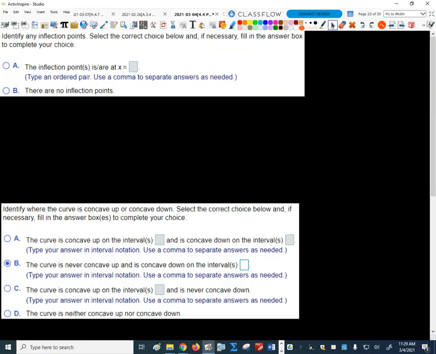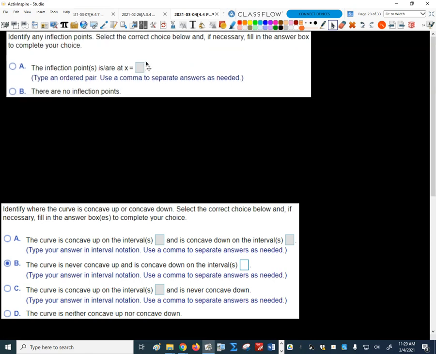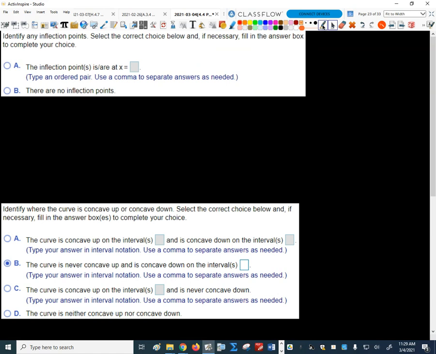Were there any inflection points? Yes. And what x values? The inflection points were at -1. We're supposed to use commas here if we have multiple. So it was -1, comma 1. Those were the two x values.